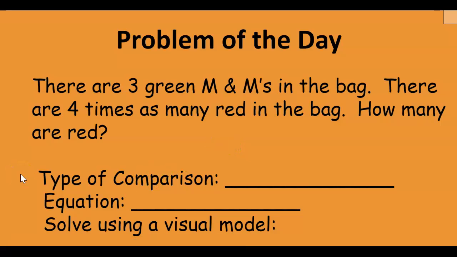I want you to solve this one using your math notebook. And let's take a look again. There are 3 green M&Ms in the bag. There are 4 times as many red in the bag. How many are red? Type of comparison is either going to be a multiplicative comparison or additive comparison. So we talked a lot about that last week.